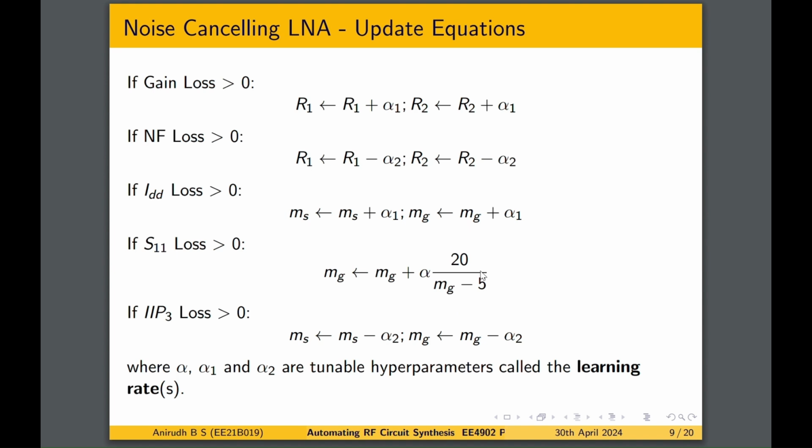Any other values can also be picked. These are also hyperparameters that can be tuned. If IIP3 loss is greater than 0, then you decrement the multipliers, and alpha 1, alpha 2 and alpha 3 are all tunable hyperparameters that can be changed as the use case may be. And also additionally, the increment alpha 1 and alpha 2 need not necessarily be the same. You can increment by different amounts and the code will still work fine.